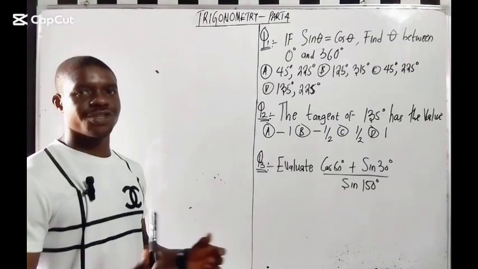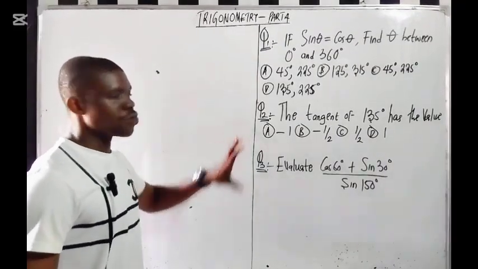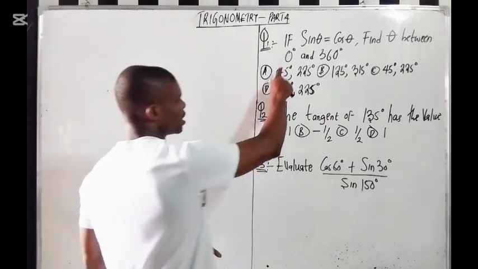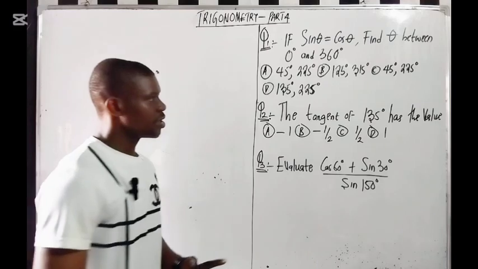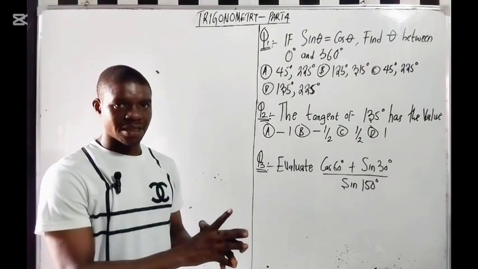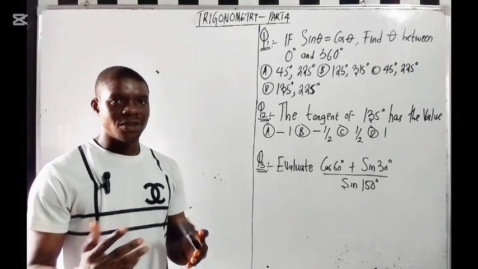This will be part 4 of trigonometry. Now, when I want to answer this question here, before I start, whenever I see a question that says between 0 to 360, what you want to understand here is that it's going to be the 4 quadrants, right? It's going to be the first, second, third, and the fourth quadrants.